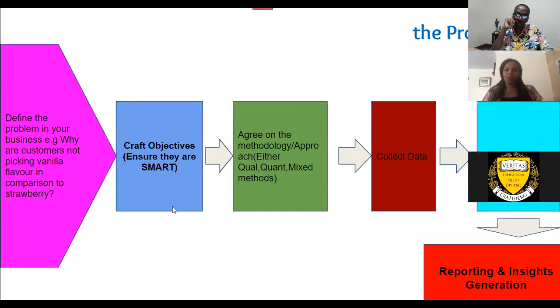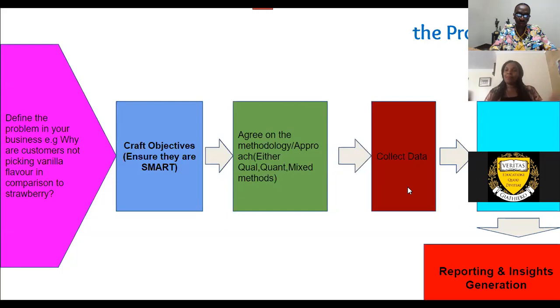Once that is done, then of course you agree on the methodology. There are always very many approaches that we use in market research. And based on the objectives, the scope, where we are going, that is what guides how we develop the methodology. Once the methodology is clear, then we collect the data.